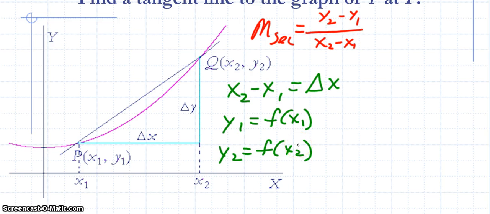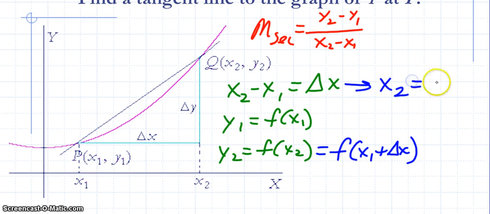But now, in order to create what we want, because that's what we're doing here, I'm also going to say, okay, but f of x2, or y2, is the same thing as f of x1 plus delta x. And I'm getting that by, if I look at this equation right here, well, we could say that x2 is x1 plus delta x by just rearranging this equation.